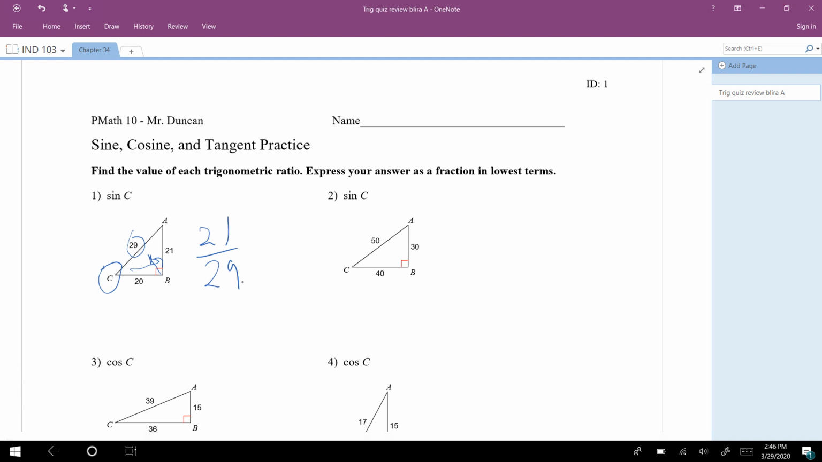Now here we've got sine of C again. Same kind of setup. What's our hypotenuse?